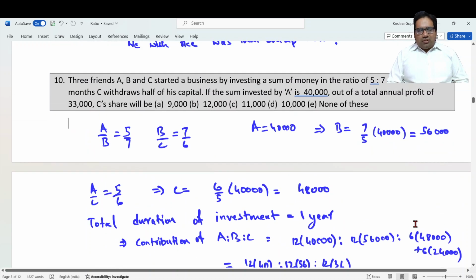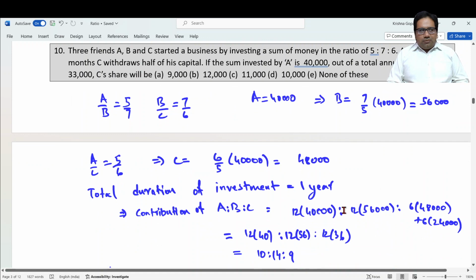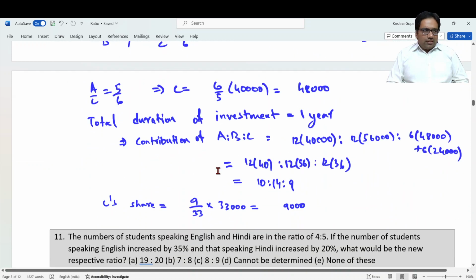Okay. Here we just need to be a little careful in putting this amount correctly. We need to calculate what is A, B, and C, and we should be able to put this ratio correctly. This is the trick here.